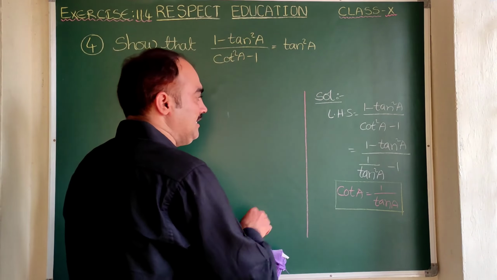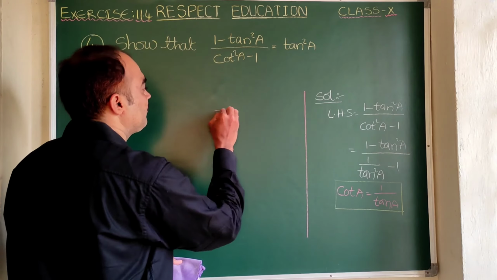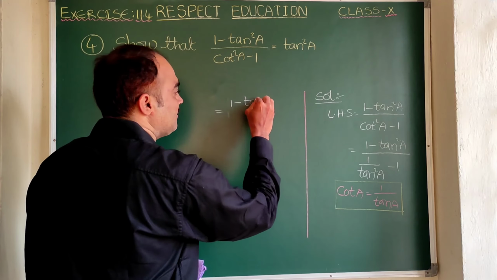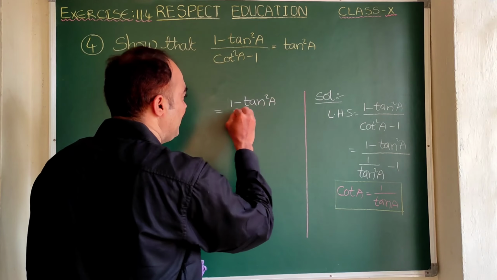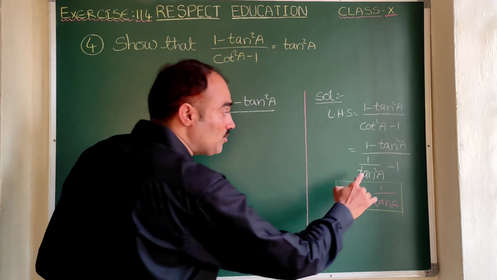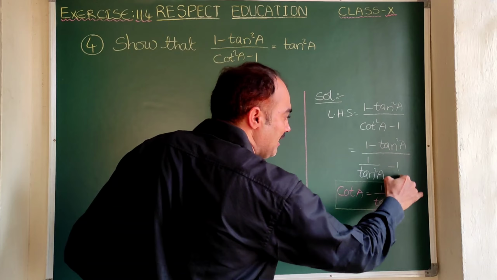Write the numerator as it is. What is the numerator? 1 minus tan square A. Let us maintain the same. And here, when you come to the denominator, it is 1 by tan square A minus 1.